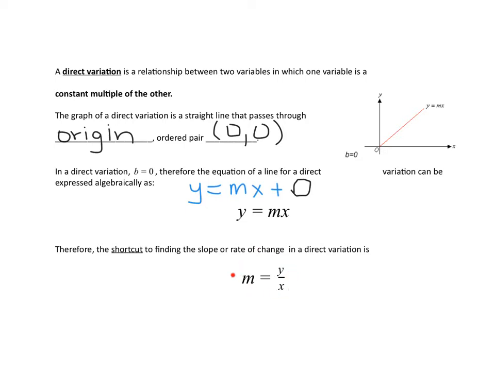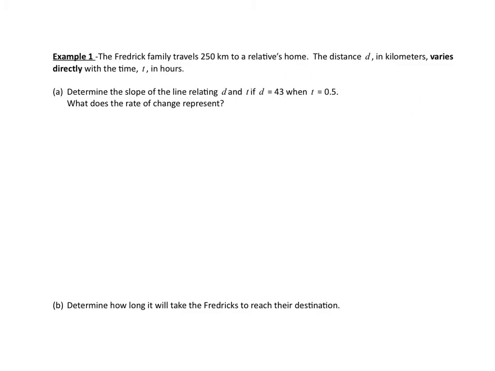So this is another variation of how I can calculate the slope of my line that happens to be a direct variation. So let's put this all together with an actual example and calculation. In the first example, the Frederick family travels 250 kilometers to a relative's home. The distance, represented by lowercase d and measured in kilometers, varies directly with the time, represented by lowercase t, which is measured in hours. So this question is a good question because it's telling you explicitly in the wording of the question that it varies directly, which is another way of saying that this is a direct variation.